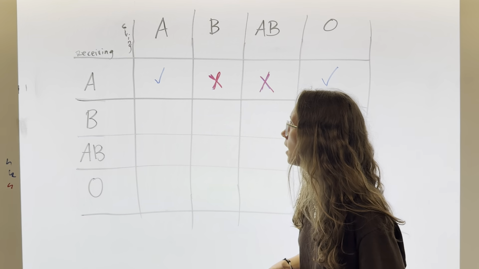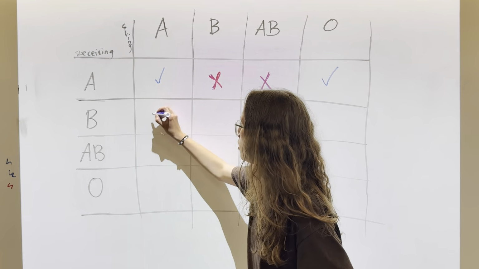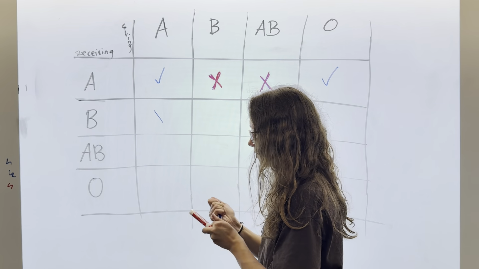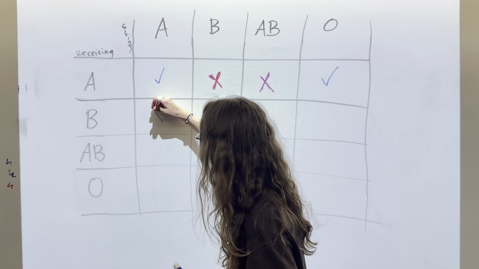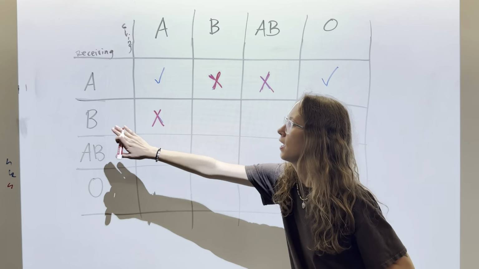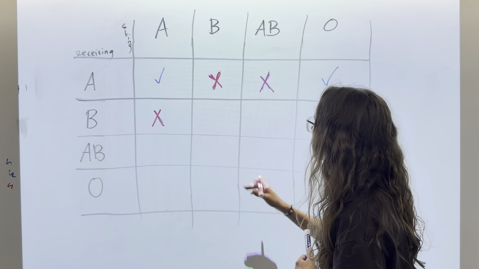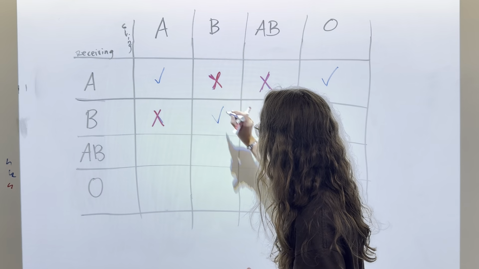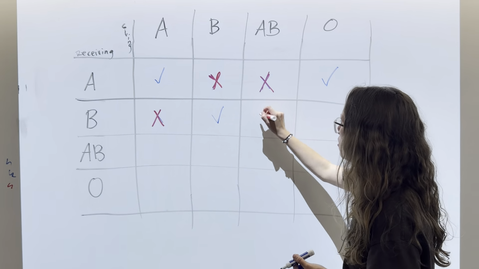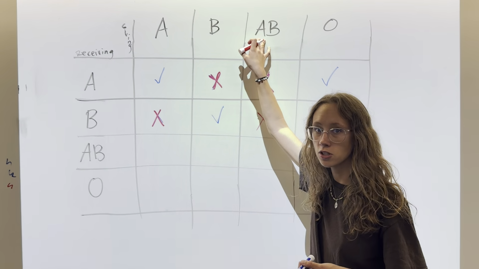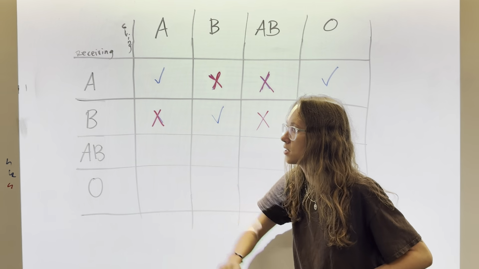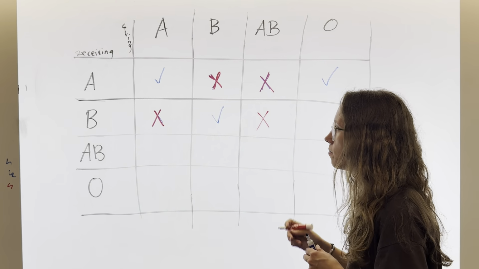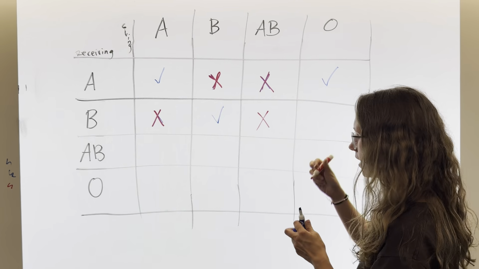Looking at B blood type, can it receive from A? No, it cannot, because it has those anti-A antibodies. Can it receive from B? Yes, it can. Can it receive from AB? No, because this has the A antigen, which is going to negatively react with those anti-A antibodies on the B blood type. And can it receive from O? Yes, universal donor. What about AB?